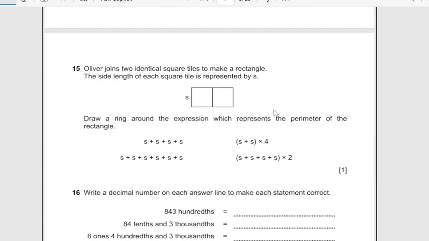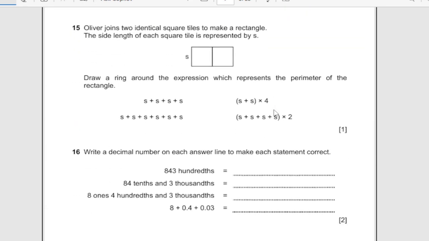Okay, now number 15, Olivier joins two identical square tiles to make a rectangle. The side length of each square tile is represented by S. So each length is s. Draw a ring around the expression which represents the perimeter of the rectangle. So this is s, s, s, s and s, right? How many s's are there?